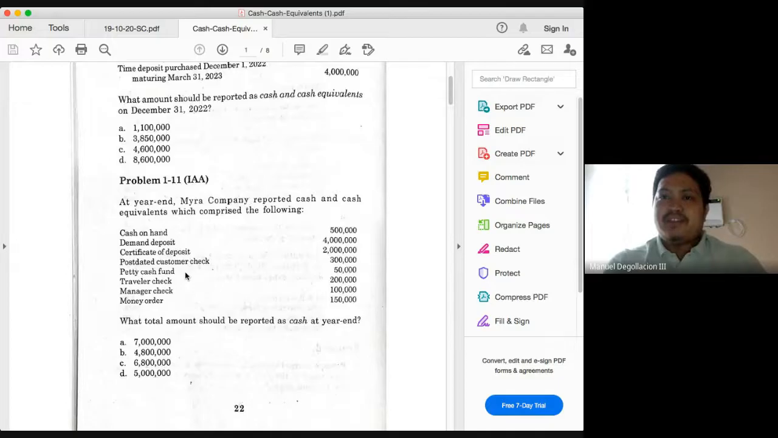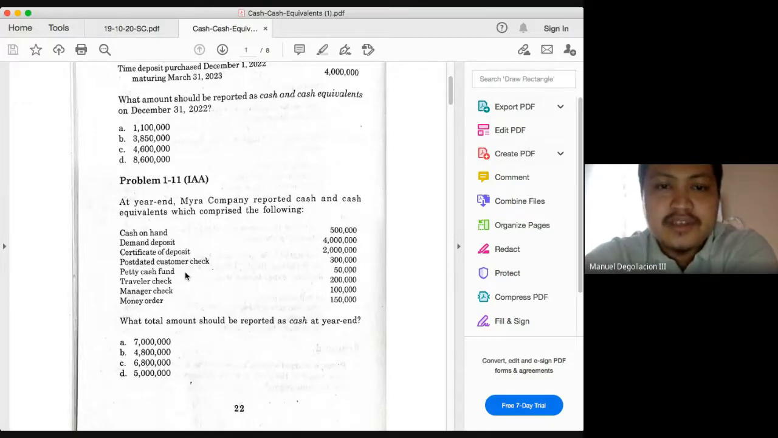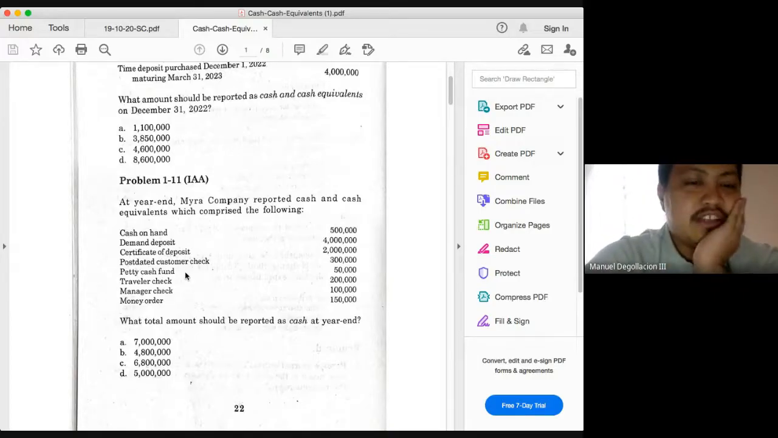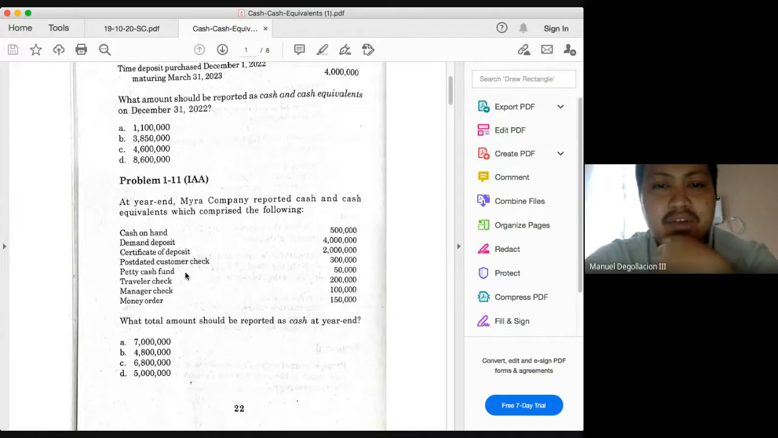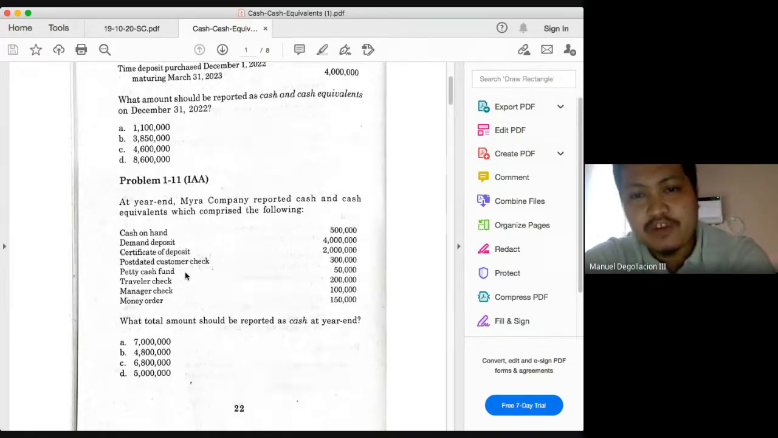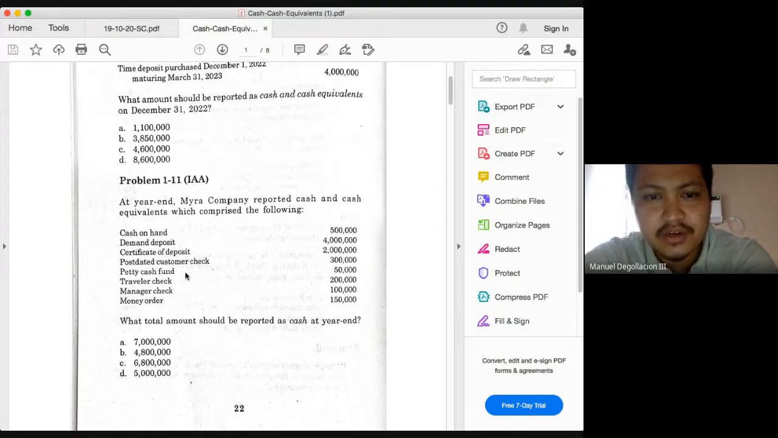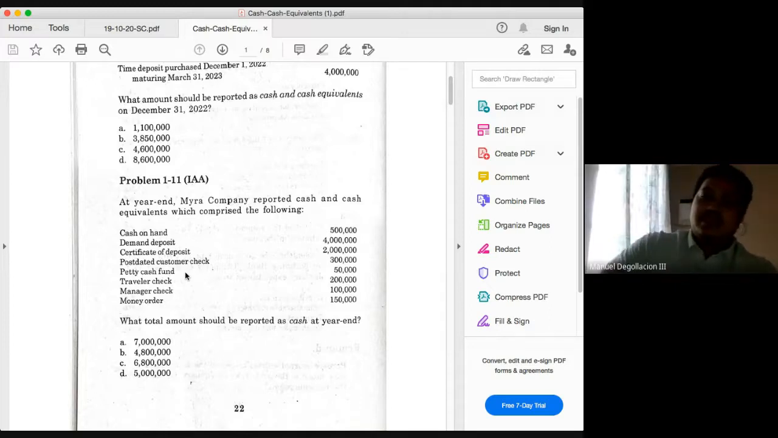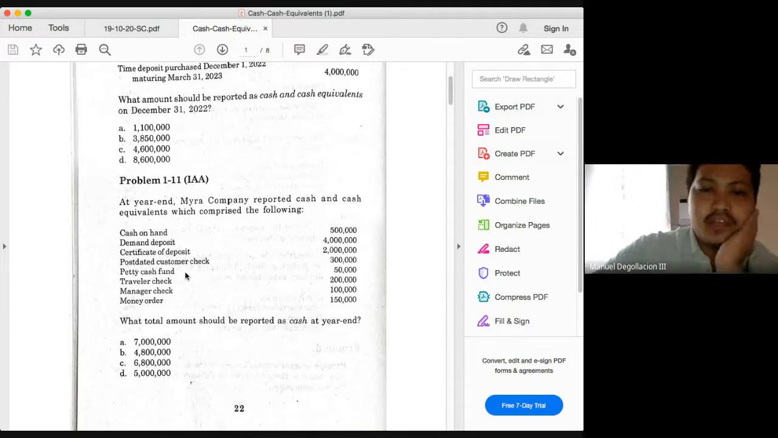Proceeding with 1-11, the same class, the same task. Simply identify which should form part of your cash and cash equivalent. But in this case, take note, the question is only for cash. Okay. So cash on hand, obviously part of cash. Demand deposit, a form of cash. A certificate of deposit will no longer be part of our cash class because there is already restriction as to its use. You cannot just withdraw it anytime.